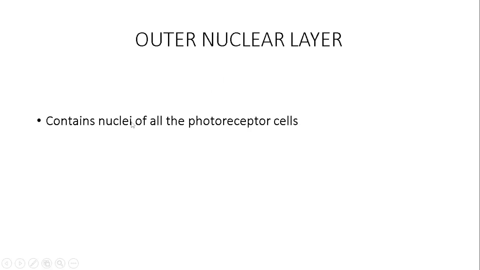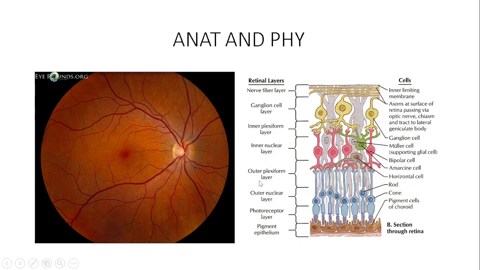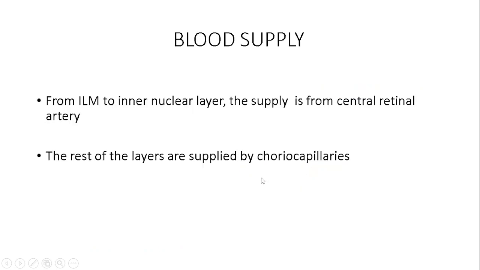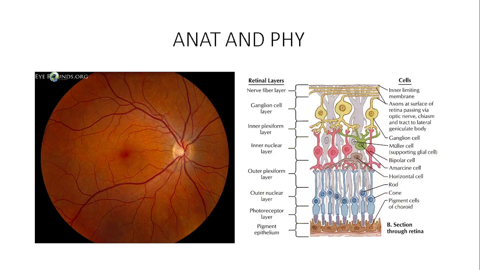Now, the outer nuclear layer contains nuclei of all the photoreceptor cells, as we previously spoke about. Okay, look at the outer nuclear layer. It contains nuclei. This is the nucleus of this rod. So the outer nuclear layer contains nuclei of the photoreceptor cells, being the rods and the cones.